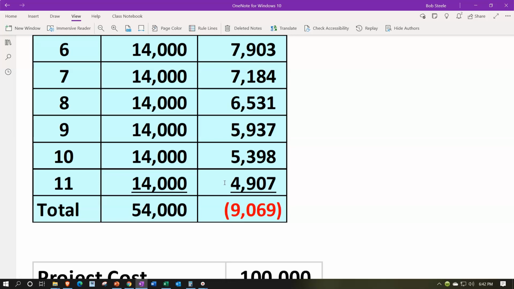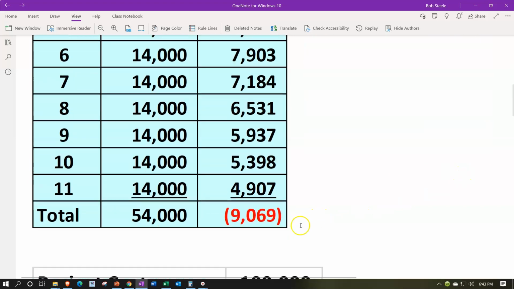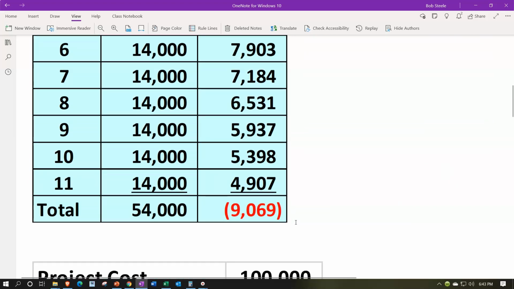What does that mean? That means that at the 10% discount rate, we're not getting the 10%. We're not getting the 10% if it's anything other than 0. If it's below 0, we're not getting the 10%. If it's 0 exactly, we're getting the 10%. If it's above 0, then we're getting something more than the 10%. So we're getting something less than 10%.